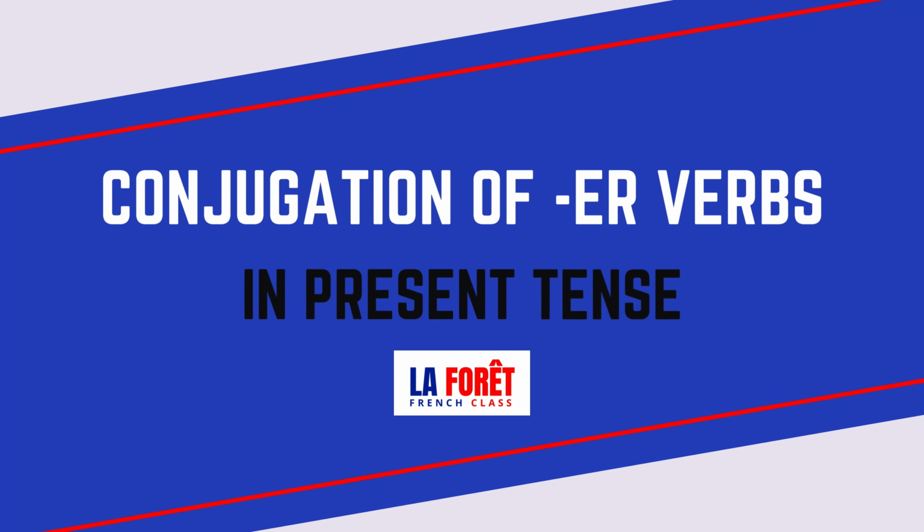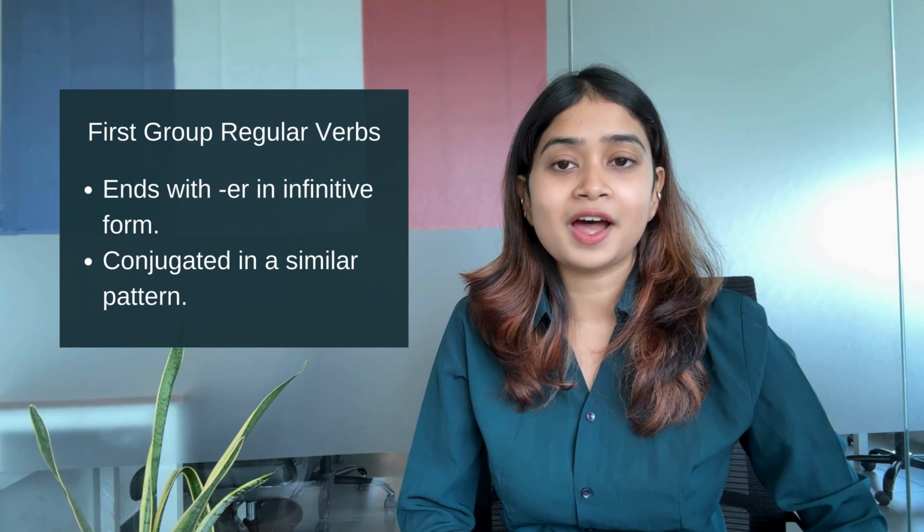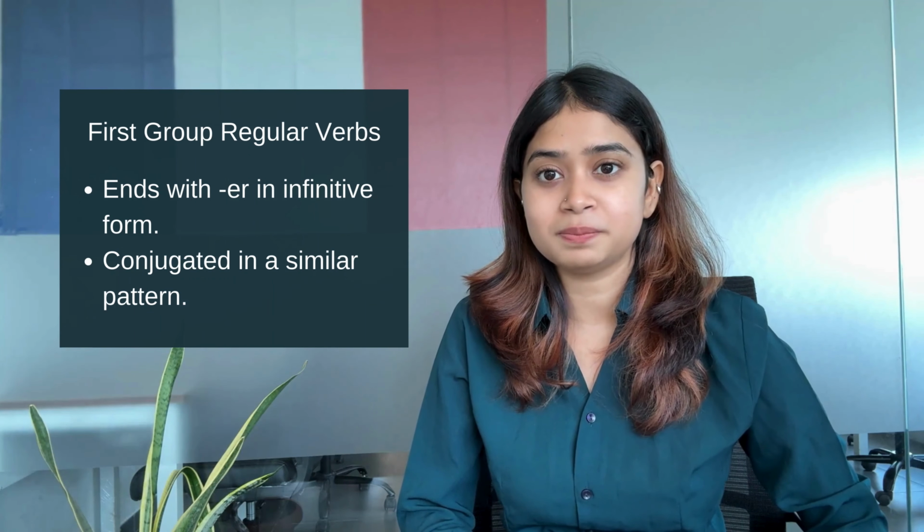Today we'll do a very important grammar topic in French, that is conjugation of regular ER verbs in present tense. So in French we have three different verb groups and the ER verbs constitute the regular first group verbs, or the premier group verbs. Regular ER verbs are the verbs that end with ER in their infinitive form and are conjugated in a similar pattern.